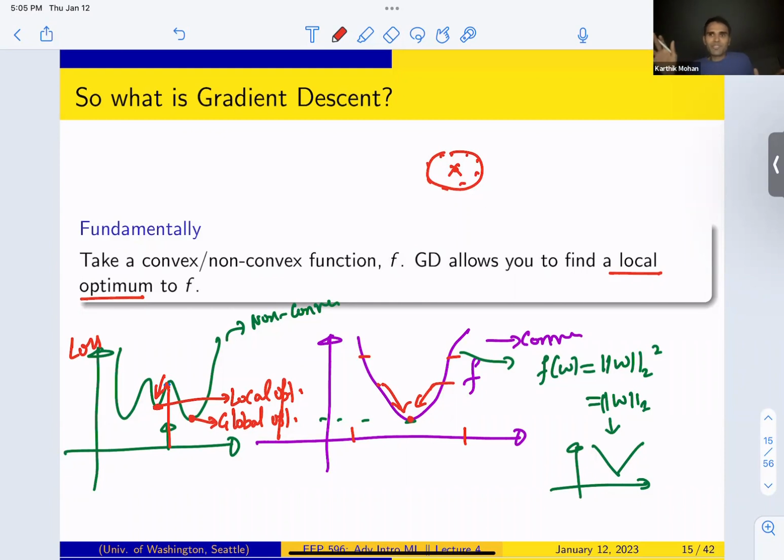You don't have to optimize your loss on your training data because you might overfit. So local optimum is good enough, which works in our favor because gradient descent on non-convex functions cannot give you a global optimum. It can give you a local optimum. So that works in our favor because we don't have to overfit in that scenario.